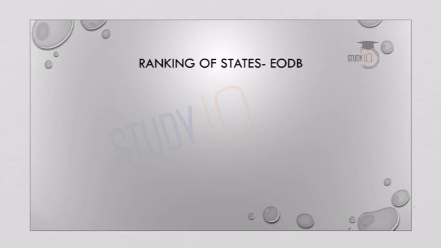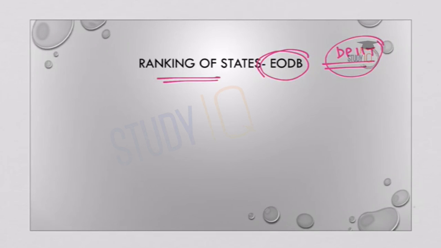Next one is ranking of the states according to the ease of doing business, and this is conducted by DPIIT. DPIIT is Department for the Promotion of Industry and Internal Trade. Earlier it was known as DIPP or the Department of Industrial Policy and Promotion. Now it is being renamed as DPIIT.